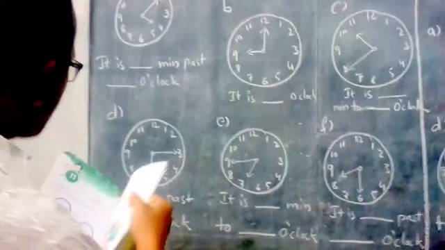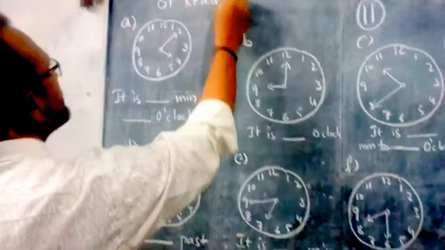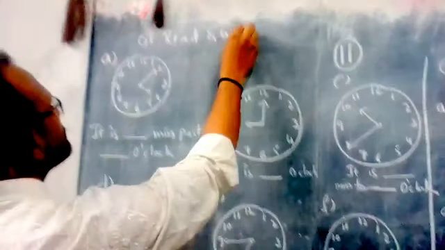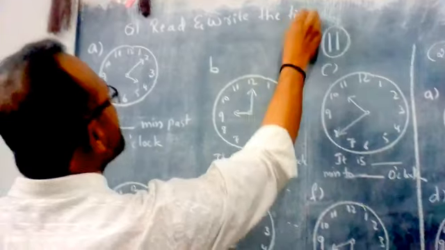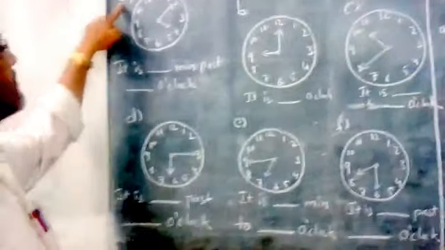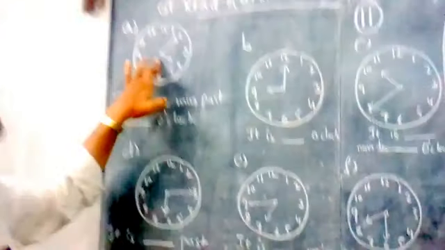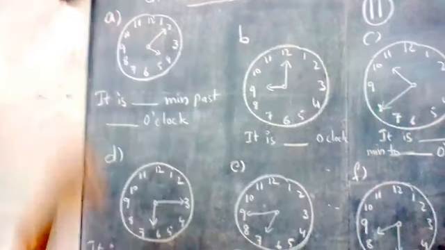First question is: read and write the time shown in the clock. Question number 1, read and write the time. What we have to do? First one is A. Here the time is shown for us, and now we have to find out what the time is in this clock.